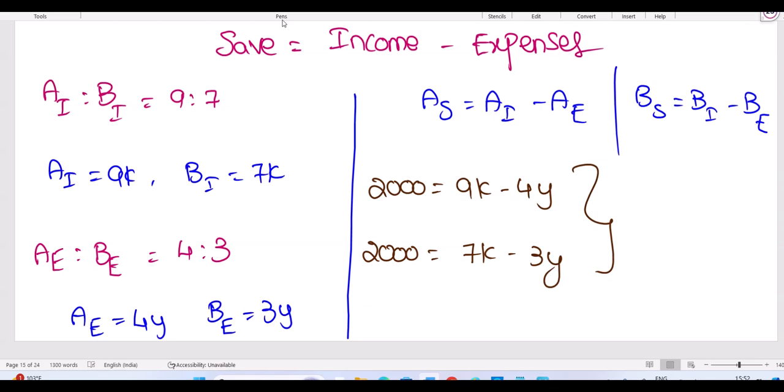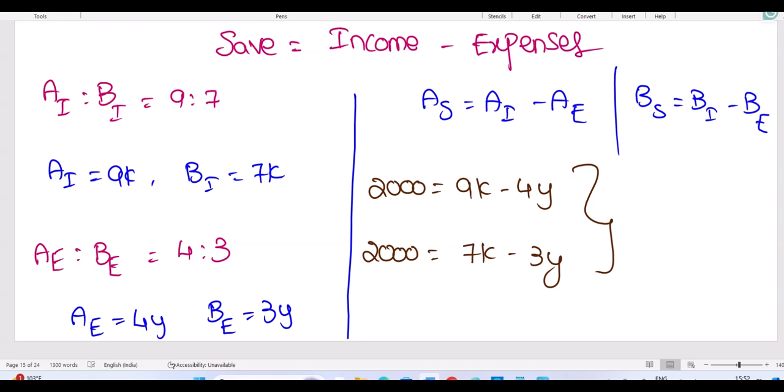And which unknown do you require, whether K or Y? What is the question regarding? Income. For income, which variable is linked, K or Y? It means we need to calculate K. So two equations, two unknowns, but I want K only. You plan accordingly, or I'll give the trick here.